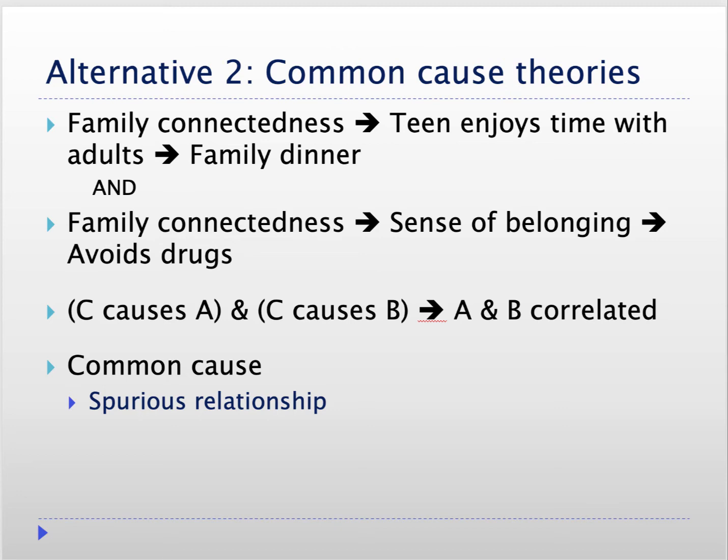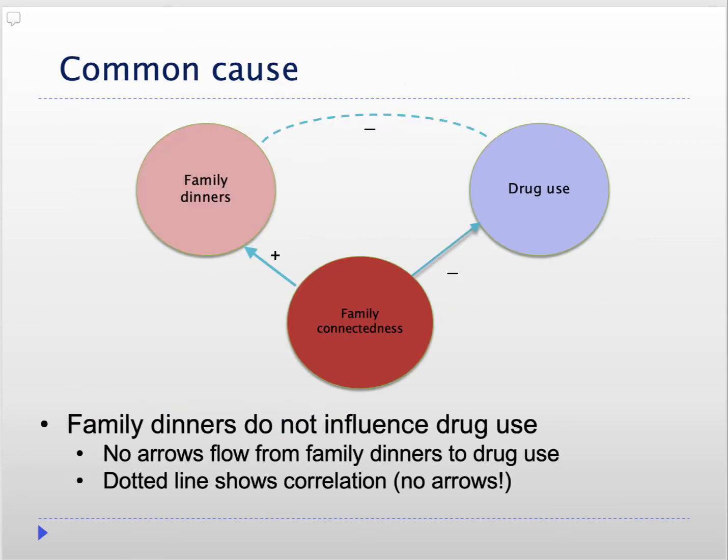But also separately, if there's a lot of family connectedness, teens can have a sense of belonging to the family. They're not as upset. They don't have a sense of being as adrift, and they will be more likely to avoid drug use. So in the sort of jargon people use, it's not that A causes B is why A and B are correlated. Some other C, some common cause, causes A and it causes B separately. When there's only the common cause, this is also known as a spurious relationship.